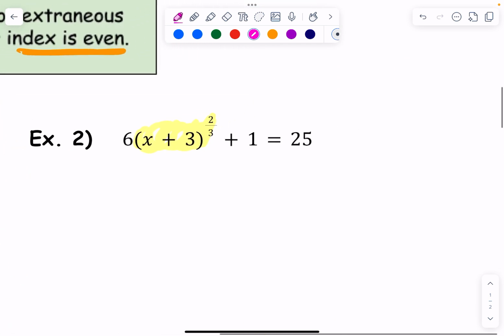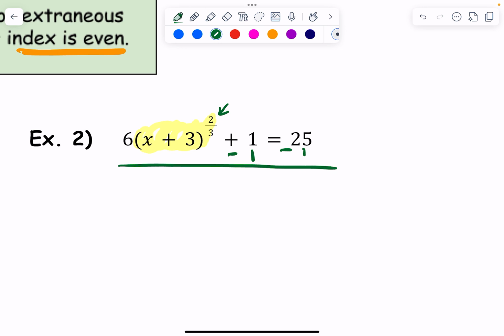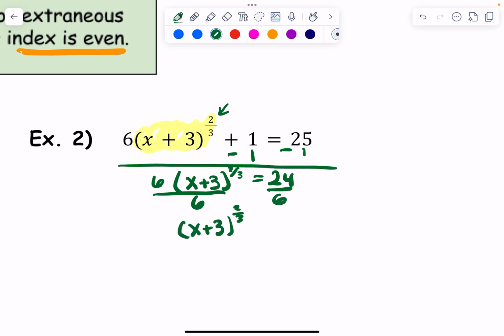Okay, so we go to this one, and we see that we have rational exponents, so we're going to get that alone. First we subtract 1, and we have 6 times x plus 3 to the 2/3 power is equal to 24. When we divide by 6, we're going to get x plus 3 to the 2/3 power is equal to 4. Like we were saying, we're going to raise this to the reciprocal exponent in order to get 1.